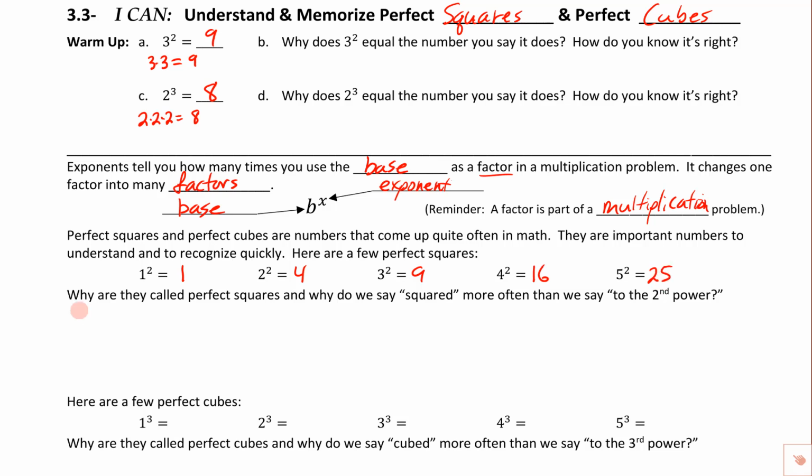And then there's a question right here. It says, why are they called perfect squares? And why do we say squared more often than we say to the second power, to the power of 2, or something like that? Well, there's a good reason for it. So I'm going to draw a little square right here.